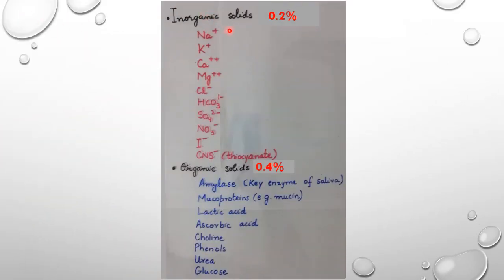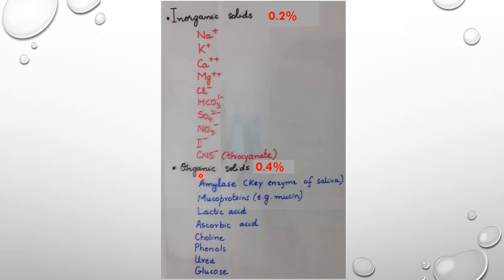In saliva, inorganic solids that are found mainly include sodium, potassium, calcium, magnesium, chloride, and bicarbonate. But in minor amounts, some other inorganic solids can also be found in saliva, like sulfate, nitrate, iodide, and thiocyanate. Especially this thiocyanate is found in the saliva of smokers.